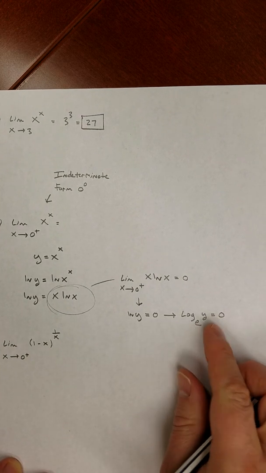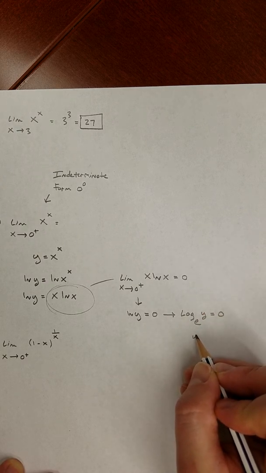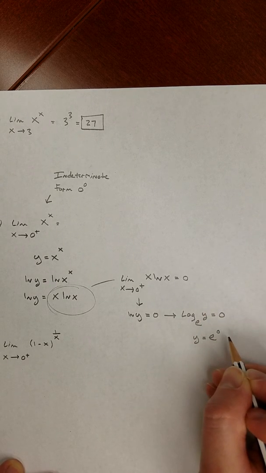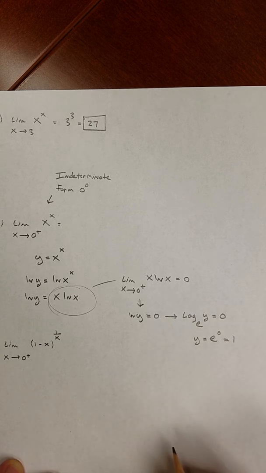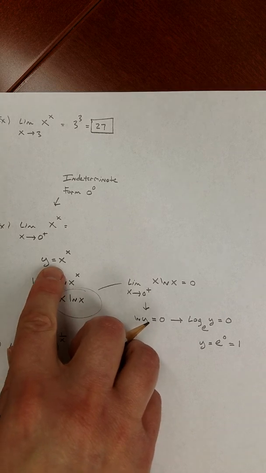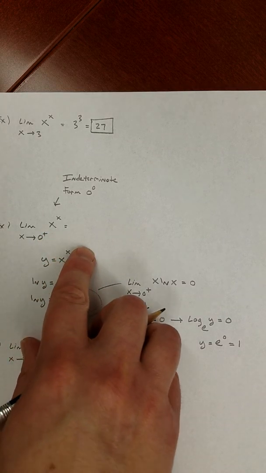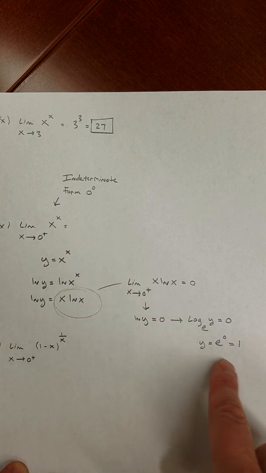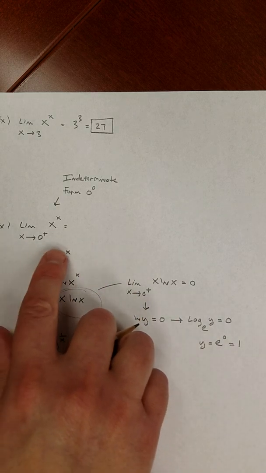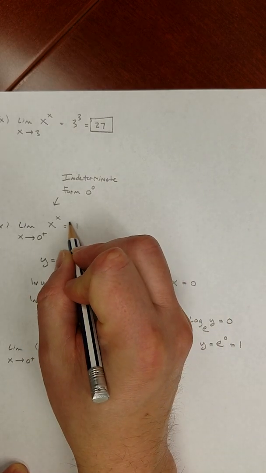So it says log base e of y is 0. And then that tells me that y is e to the 0 power, or 1. Okay? Why is this our answer? Well, because I was trying to work on that to start with. Now I figured out what happens to it. I called it y, all right, when x goes to 0 from the right. The y goes to 1. Okay, so that's how we do that one.